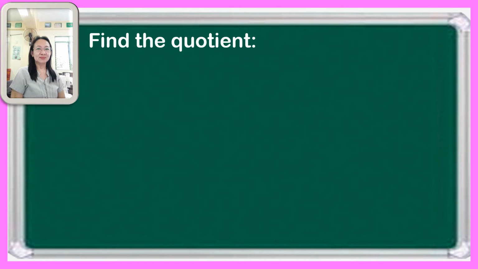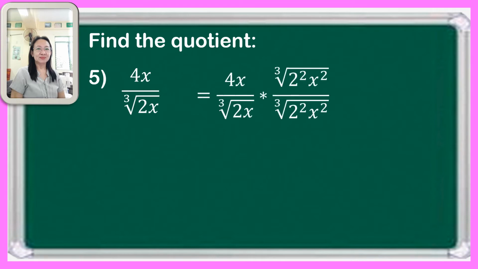Now this time, let me show you how to divide radicals using rationalizing denominator. For example number 5, we have 4x over cube root of 2x. So looking at the denominator, the index is 3, but the exponents are both 1 for 2 and x. So we will multiply this by the cube root of 2 squared x squared over cube root of 2 squared x squared. This process, we can rationalize our denominator.